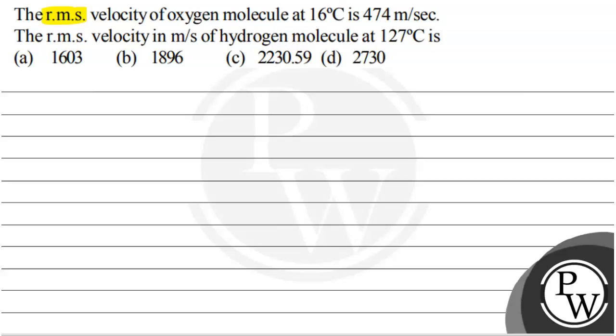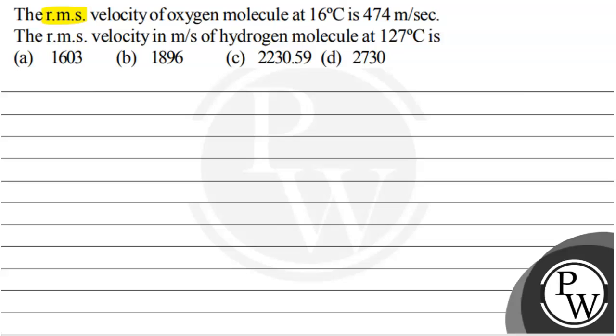the question says here the RMS, that is root mean square velocity, of oxygen molecule at 16 degree Celsius is 474 meter per second. And the RMS velocity in meter per second of a hydrogen molecule at 127 degree Celsius will be: option A 1603 meter per second, option B 1896 meter per second, option C 2230.59 meter per second, option D 2730 meter per second.